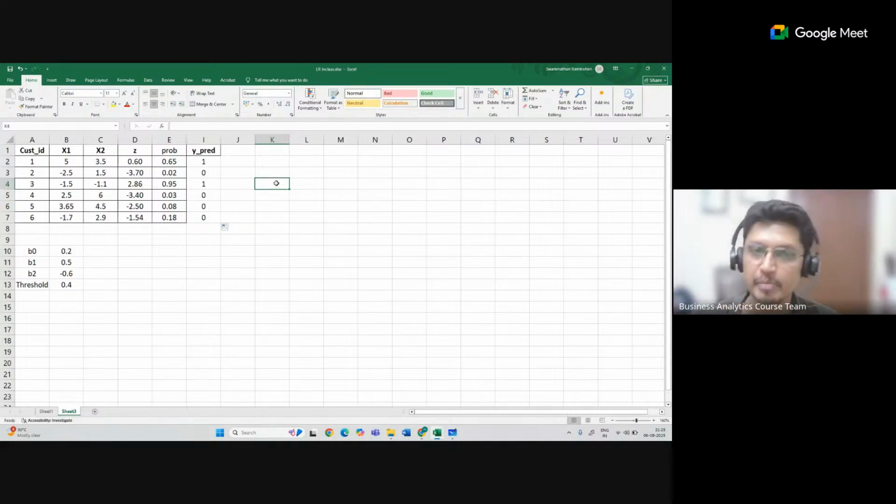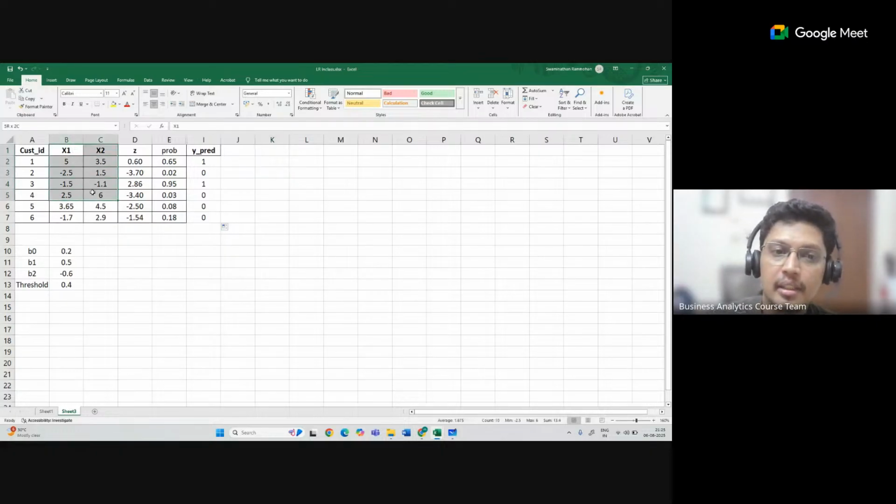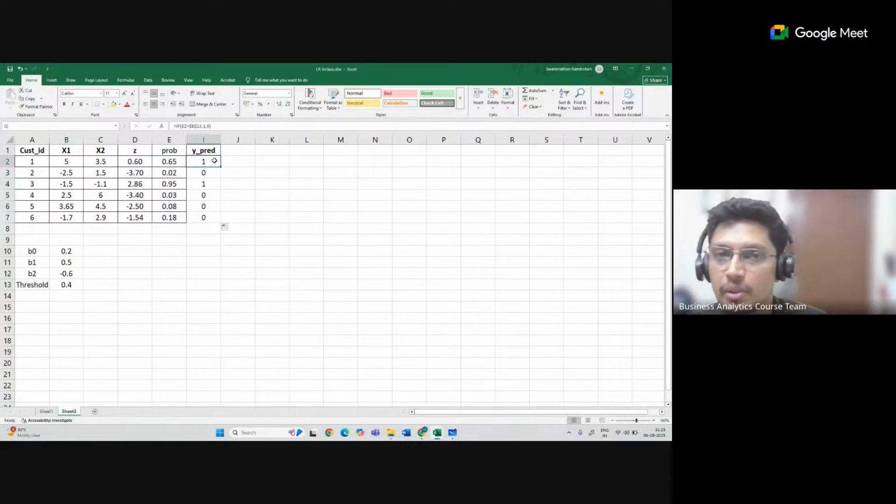We'll go to the interpretation part next. I just want you to focus on the methodology. If somebody gives you a testing set and they give you the coefficients, you should be able to compute probabilities. And when somebody gives you a threshold, you should be able to tag it as a 1 or 0. Is that fine?